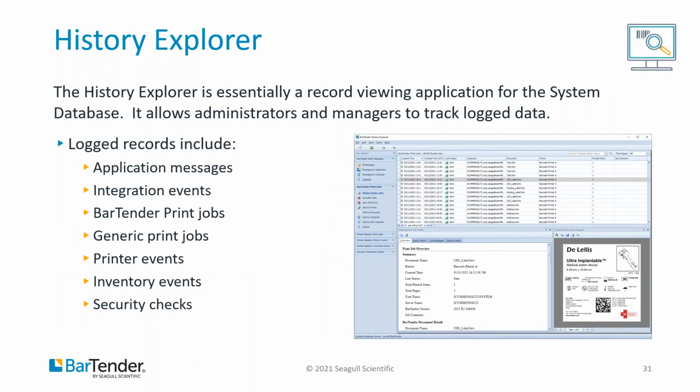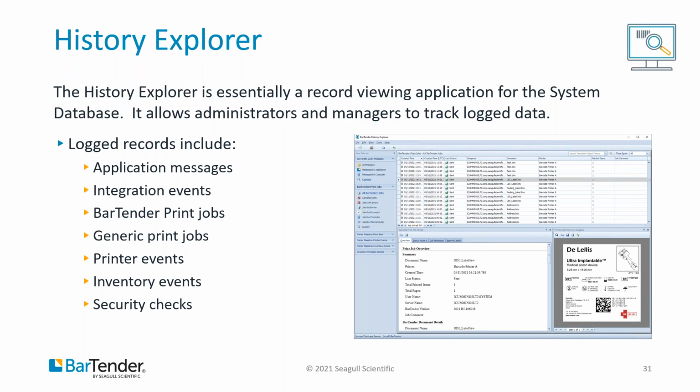History Explorer. This is perhaps one of the more central applications when it comes to traceability. As the name suggests, History Explorer is essentially a database or record viewing application that allows the user to view the recorded log data that's stored in the system database, so that administrators and managers can track that logged data.